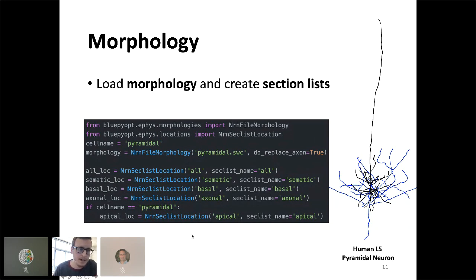There's also, for the section lists, that's all down here. These are just pointers for when you want to insert channel mechanisms into your model. So for example, if I want to insert sodium channels into all compartments, I'd point it to all loc. And if it's a pyramidal cell, you'd also want to create an apical locator as well.